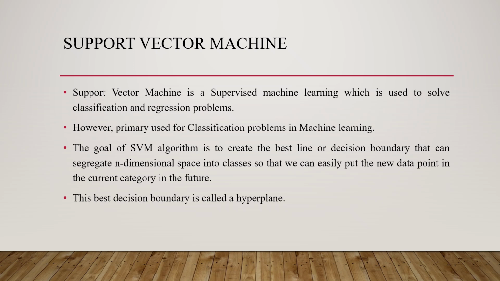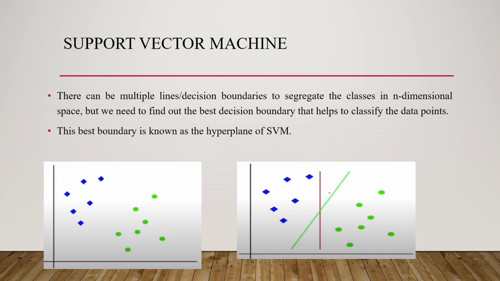The meaning of this decision boundary is nothing but, so you can look into these two diagrams. Here two classifiers are there, means two different types of points are there. One is in blue color, one is in green color. So any line we draw as a boundary to differentiate these two classifiers is called a hyperplane. In the second diagram you can see we have drawn two lines, means two hyperplanes, which separate the two classifiers. Among these we have to choose the best line which can become the hyperplane of this SVM.